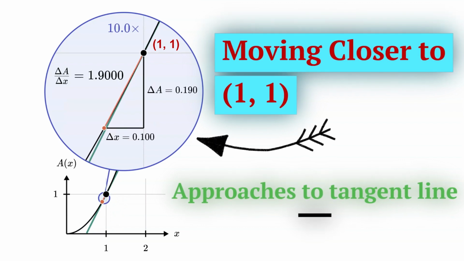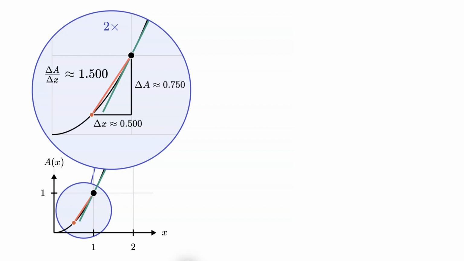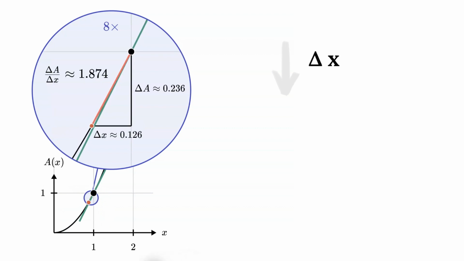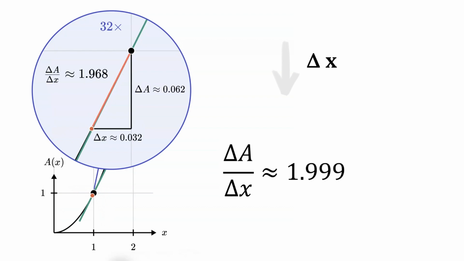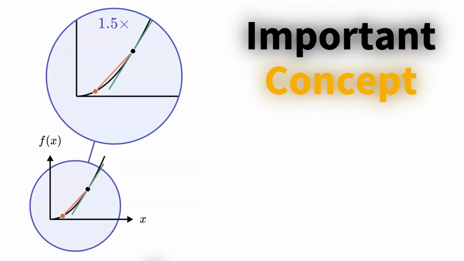But what happens if we push the points infinitely close together? If we keep pushing the two points infinitely close to each other, or in other words, if we keep reducing the value of delta x, then the slope, delta A over delta x, gets closer to a specific number. In our example, as we push the two points infinitely closer together, delta A over delta x gets infinitely closer to 2. This leads to perhaps the most important concept in calculus.